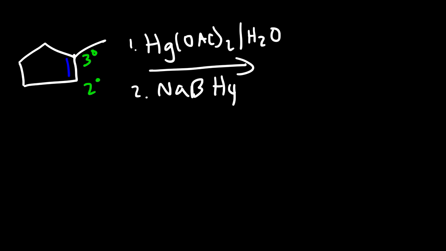Now, it's similar to the last reaction in that it will convert an alkene into an alcohol. But the OH group is going to go on the more substituted carbon atom of the double bond. So we're going to get a tertiary alcohol in this example. Now, let's go back to cyclohexene.